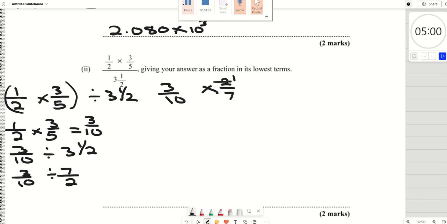Right? 2 into 2, 1. 2 into 10, 5. You look at the numerators and the denominators, nothing can go into anything there. So 3 by 1 is 3. 5 by 7 is 35, and that would be your answer.